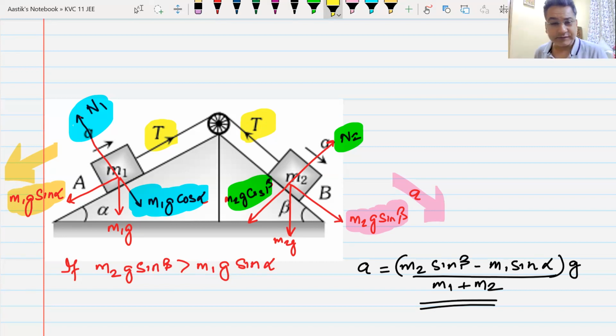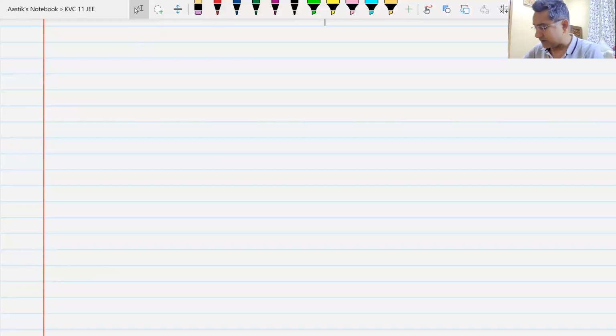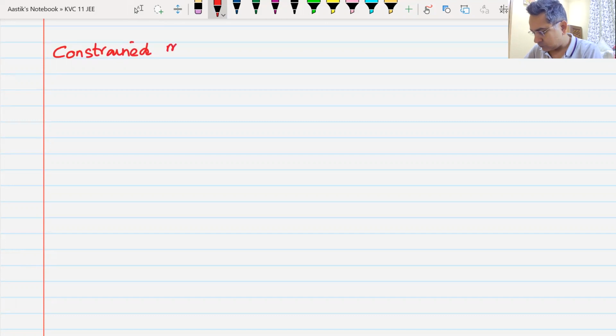Now we come on to the next topic, which is known as constrained motion. What do you mean by constrained motion? I am writing E. Constrained motion. What do you mean by constrained motion? When I say constrained, the word in English means restrained, restricted motion.